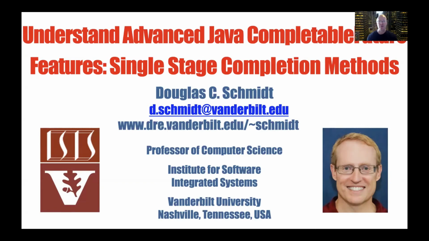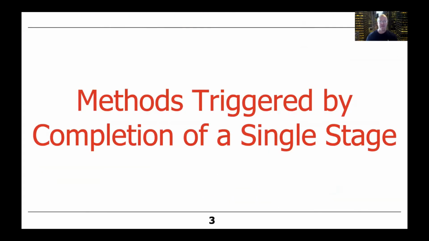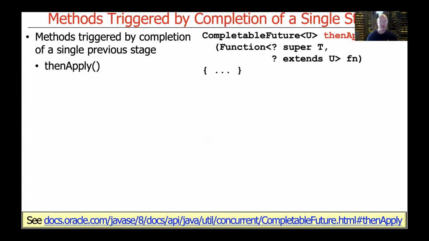So what we're going to do now is we're going to focus on single stage completion methods. So these are completion stage methods that are triggered when one previous stage completes. And as you'll see here, there's 4 of these. We're going to look at 3 of them in some detail. The fourth one is really not that widely used.